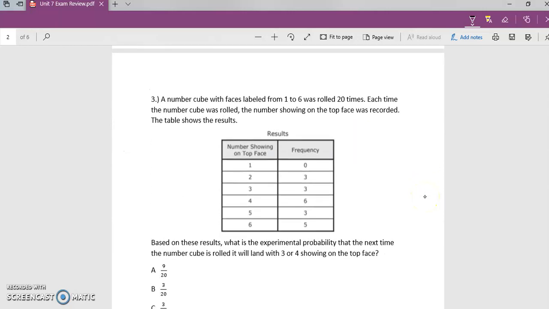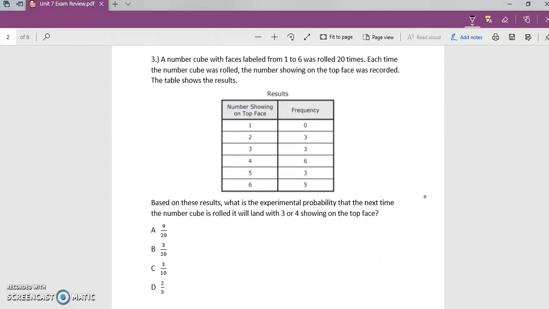Okay, the next one. A number cube with faces labeled from 1 to 6 was rolled 20 times. Each time the number cube was rolled, the number showing on the top face was recorded. The table shows the results. So again, they're telling us that we rolled that number cube 20 times.